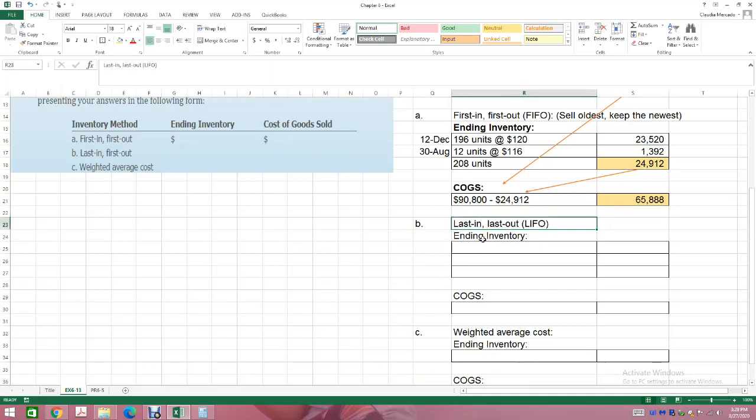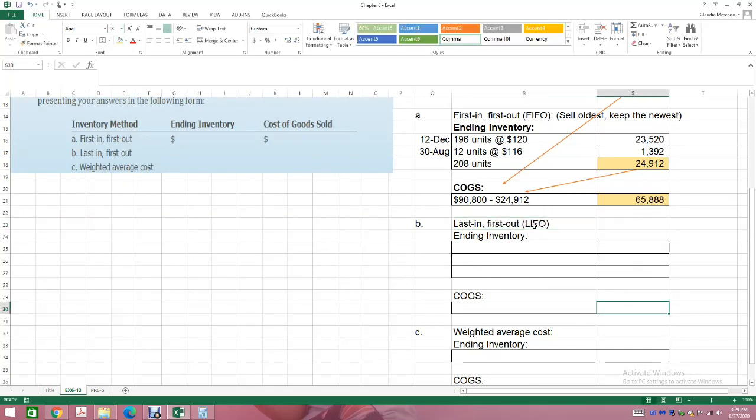Okay. Now we're going to do last in. I'm sorry, I transposed that. It should be first out. I was just copying and pasting. Okay. Last in, first out. There we go. LIFO. Last in, first out.